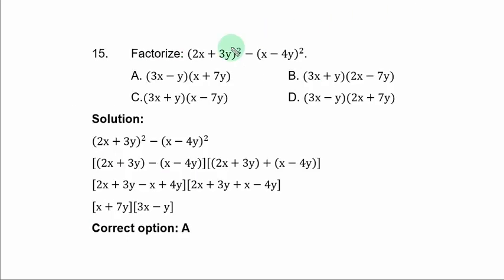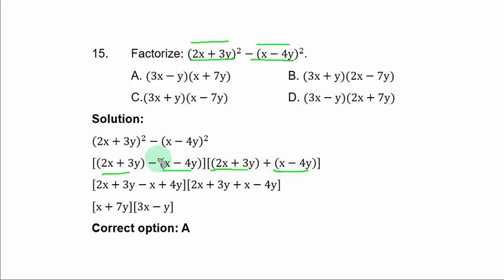Question 15. Factorize bracket open 2s plus 3y bracket close all squared minus bracket open s minus 4y bracket close all squared. This is difference of two squares. Take for instance a squared minus b squared. When factorized, you have a minus b in one bracket times a plus b in the other bracket. So this term is a and this term is b. So this is a minus b. It's very clear in this pattern, and this is a plus b.